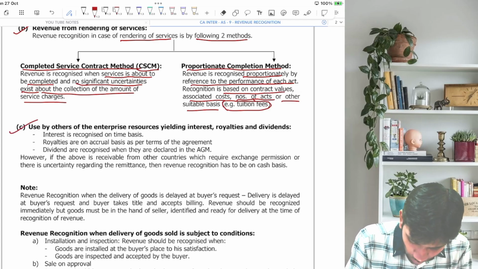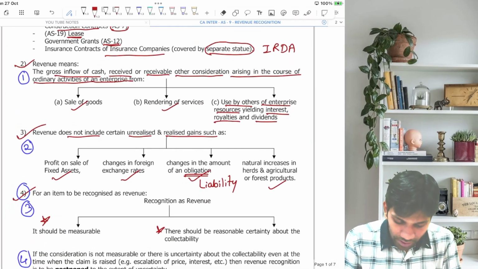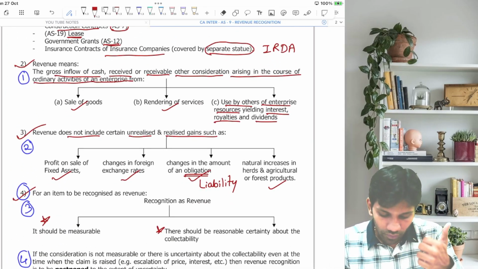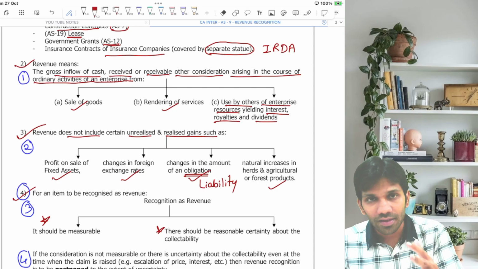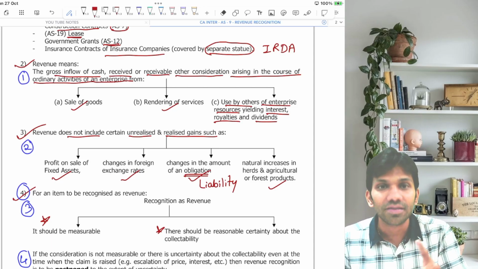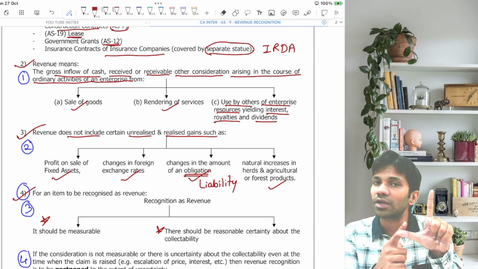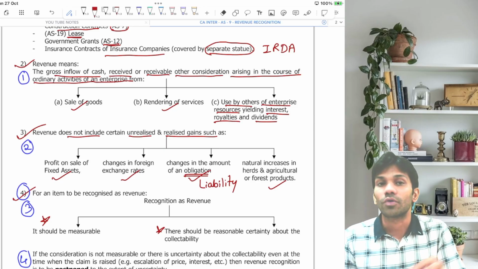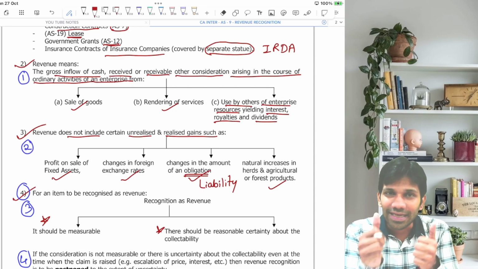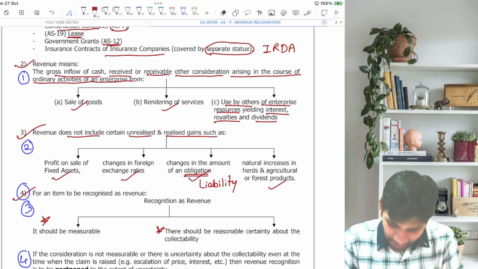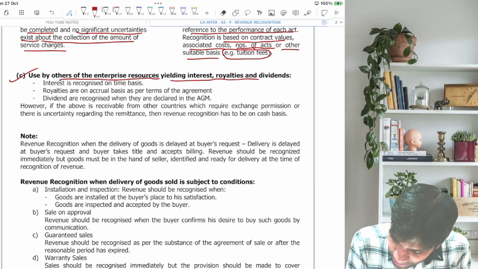Let's go ahead. Now, third, if you remember, revenue includes what? Point number two, revenue includes what? That is, revenue means the gross inflow of cash received or receivable arising from the ordinary course of an enterprise through sale of goods or rendering of services. We studied sale of goods, we studied rendering of services. And the third point we are going to study now, use by others of the enterprise resources yielding interest, royalty and dividends.